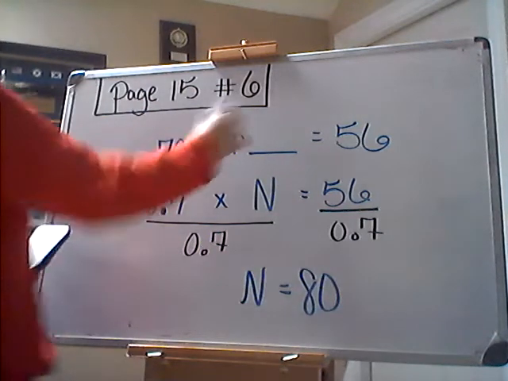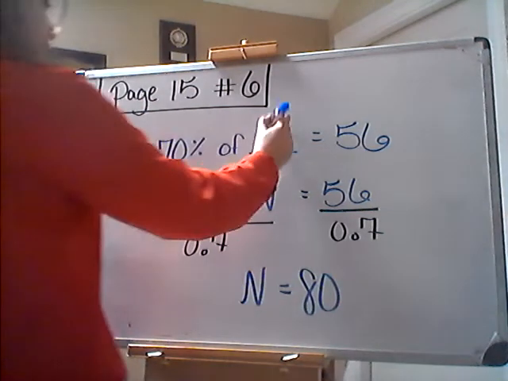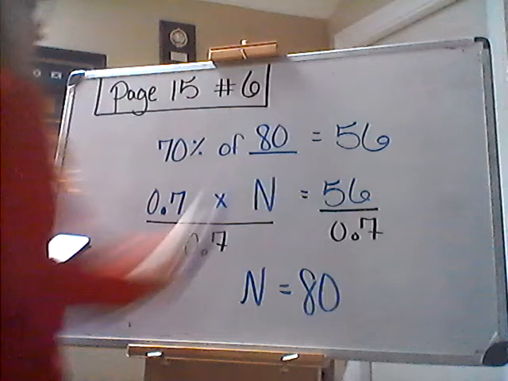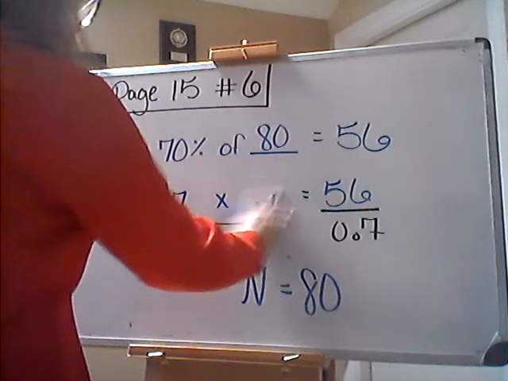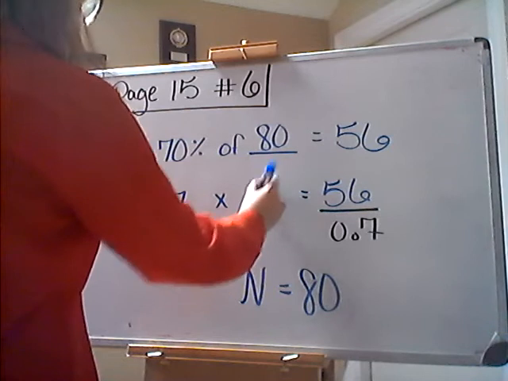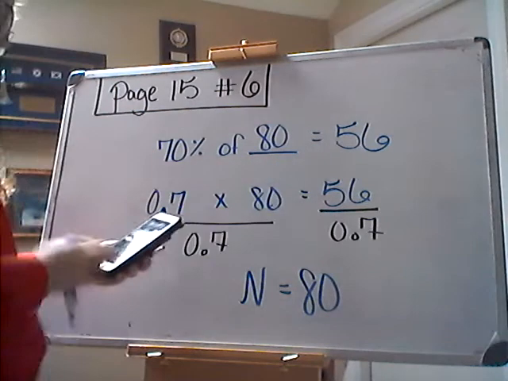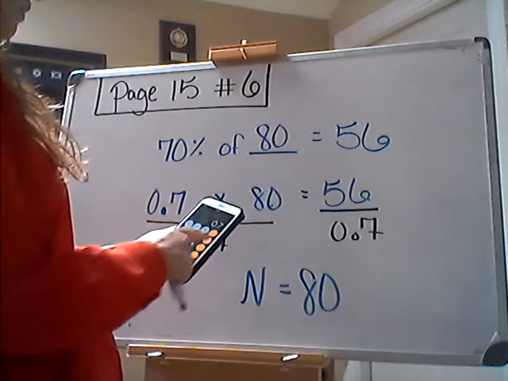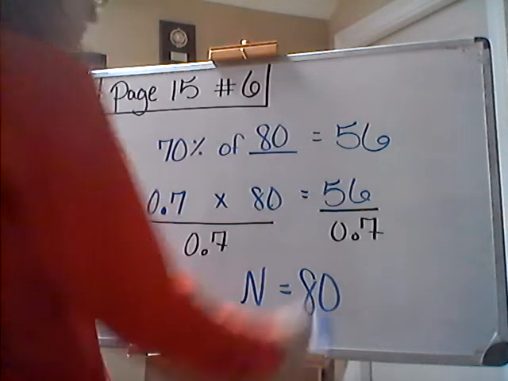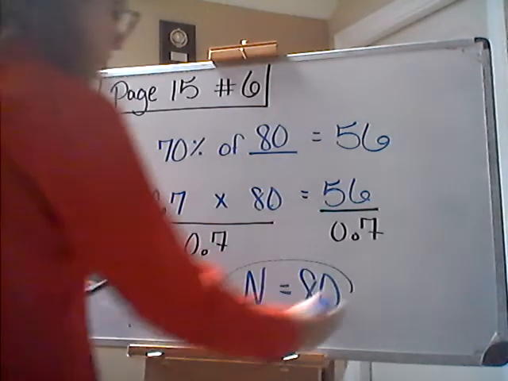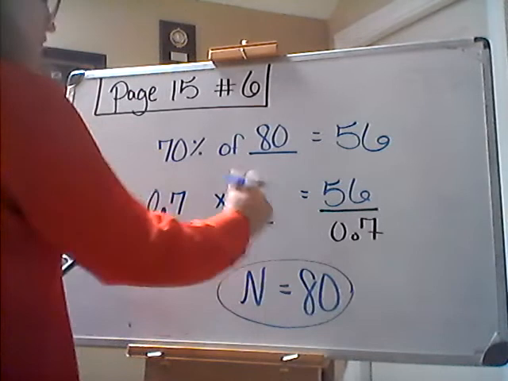You check to make sure this works. 70% of 80 is 56. Well, let's see. Let's try it here. Is 0.7 times 80 equal to 56? 0.7 times 80. It is equal to 56. So this does work. This is the correct answer. Yay, us.